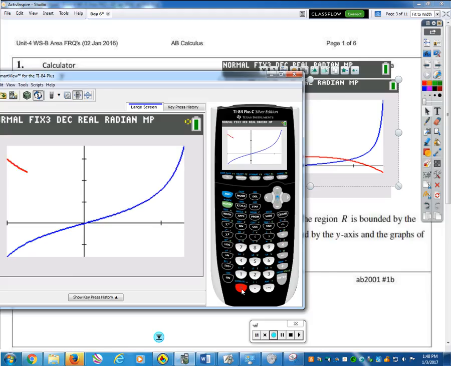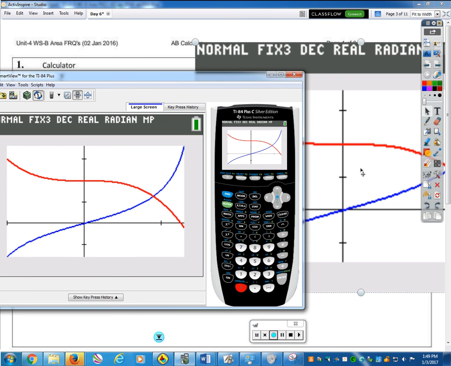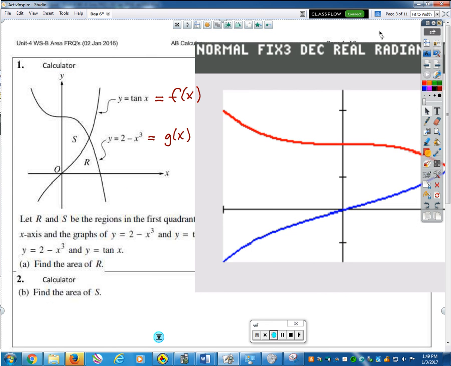Help on the calculator. Supposed to be finding. Write this over again. Mr. Smith? Yes, please. I need help. No worries.